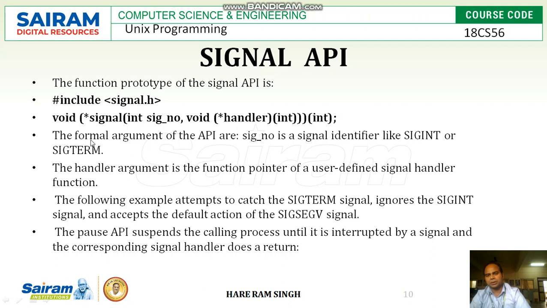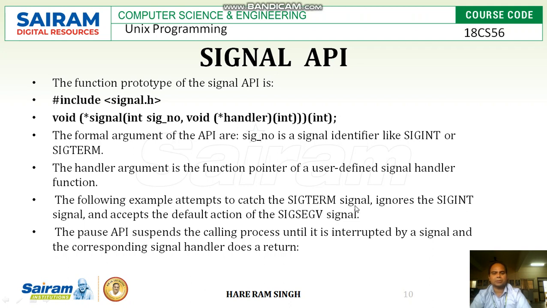The formal argument means this one, sig_number. The formal argument of the API, sig_number, is a signal identifier like SIGINT or SIGTERM, so its value can be SIGINT or SIGTERM. The handler argument is the function pointer of a user defined signal handler function. So this is a pointer which holds the address of the user defined signal handler function.